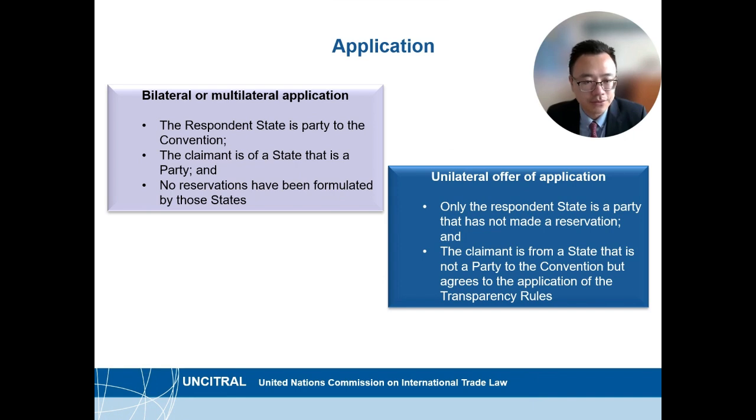Paragraph 2 of the same article refers to a unilateral offer to apply the rules on transparency when only the respondent is a party to the convention and that party has not made a reservation to unilateral application, and the claimant, although originating from a state that is not a party to the convention, agrees to apply the rules on transparency.